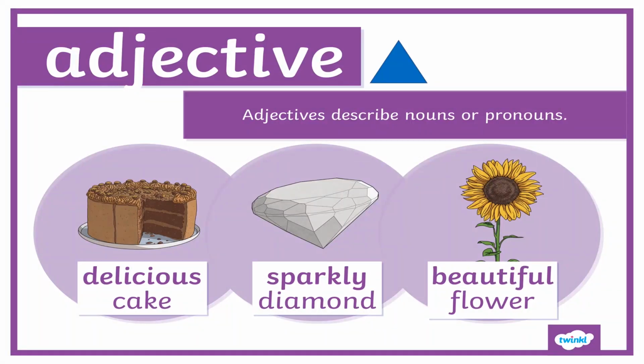Next, adjectives. Adjectives are represented by medium dark blue triangles. Adjectives describe nouns or pronouns, like delicious cake. Delicious is the adjective and cake is a noun. Sparkly diamond. Sparkly is the adjective, diamond is the noun. Beautiful flower. The adjective is beautiful. It describes the flower, which is a noun.